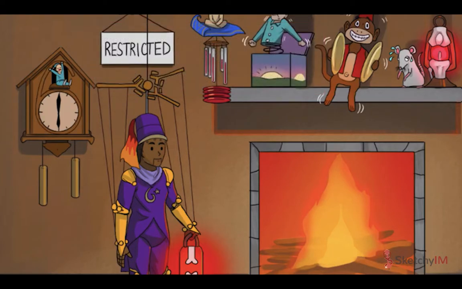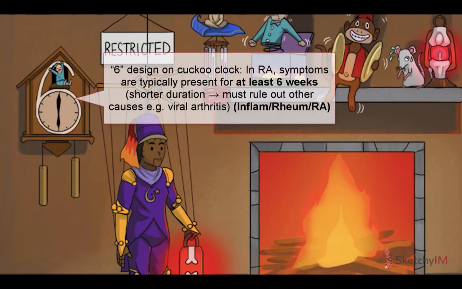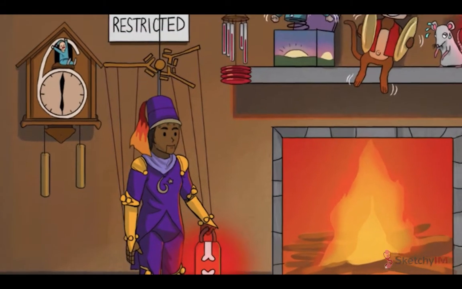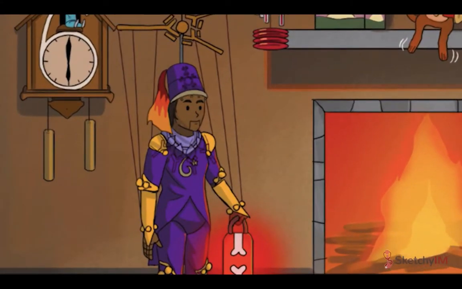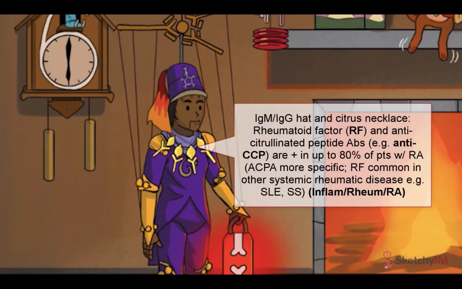Make sure to ask about the duration of symptoms. Symptom duration of at least 6 weeks is part of the diagnostic criteria of RA. Other criteria include arthritis involving at least one small joint or two large joints, elevated ESR or CRP, and fourthly, positive rheumatoid factors and or positive anti-citrullinated peptide antibodies, abbreviated RF and ACPA respectively.